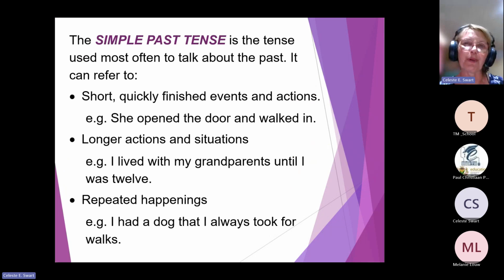So let's look at the simple past tense. This is the tense that's used most often to talk about the past, and it refers to things like short, quickly finished events and actions. For example, she opened the door and she walked in. There could be longer actions and situations. For instance, I lived with my grandparents until I was 12. There could be repeated happenings. For instance, this child could say, I had a dog that I always took for walks. So that shows us I always took the dog for walks, that it's something that was repeated.